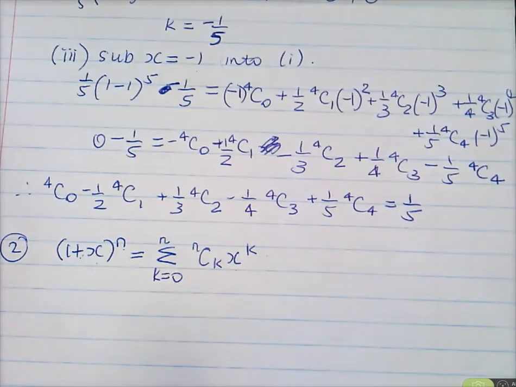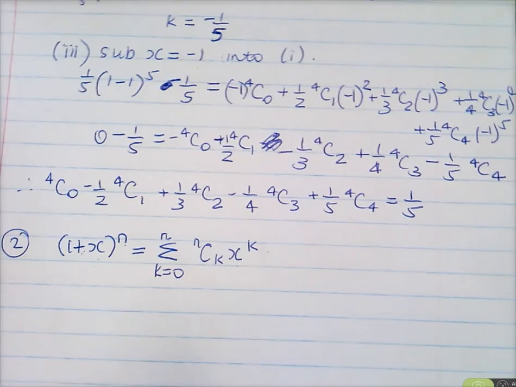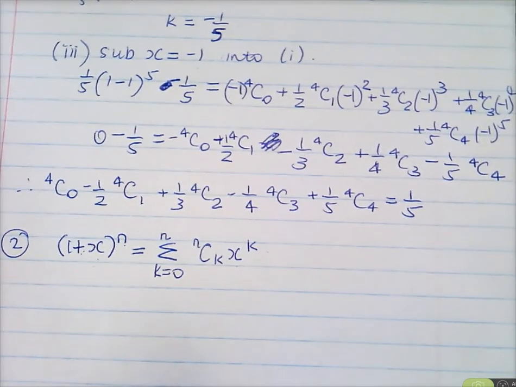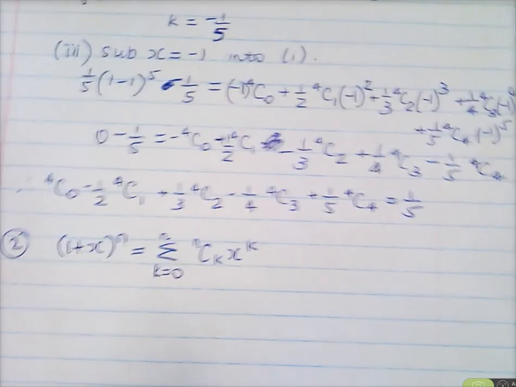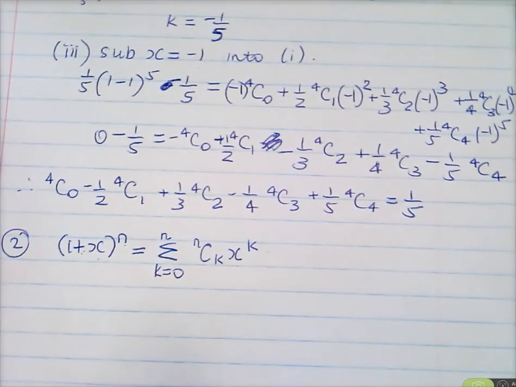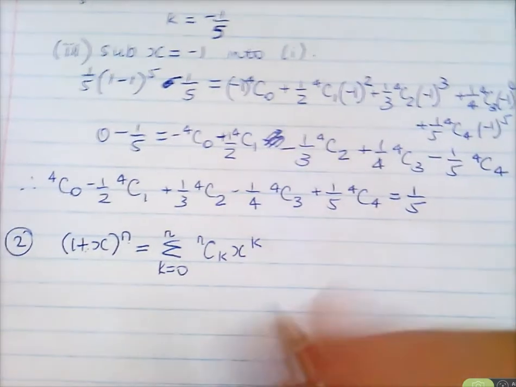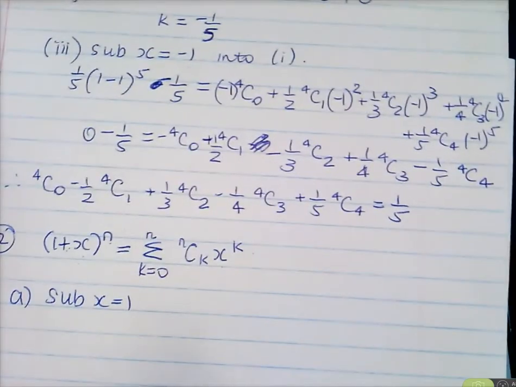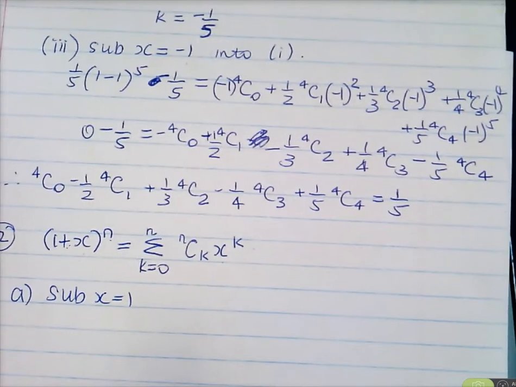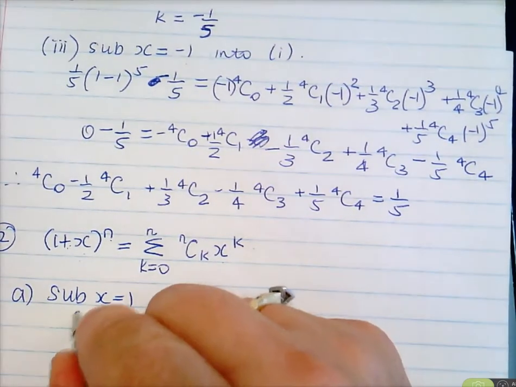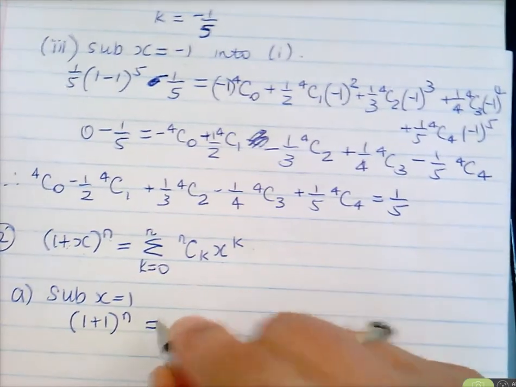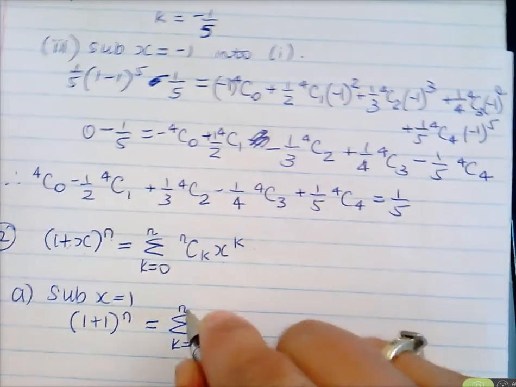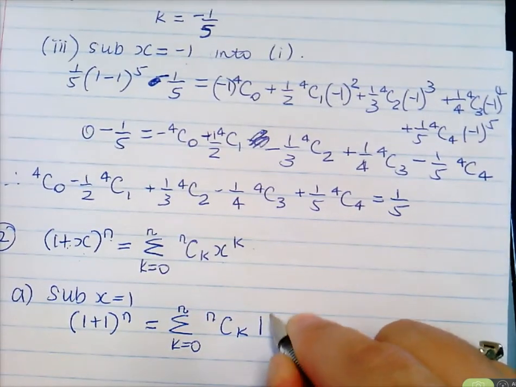It says, prove the following and explain each result in terms of the row indexed by n equals 5 in Pascal's triangle. Alright, it says, by substituting x equals 1, show that result. So by substituting x is 1, part A, we're going to substitute x is 1 into that, and what do we get? 1 plus 1 to the n equals the sum from k is 0 to n of nck 1 to the power of k. Does that make sense?